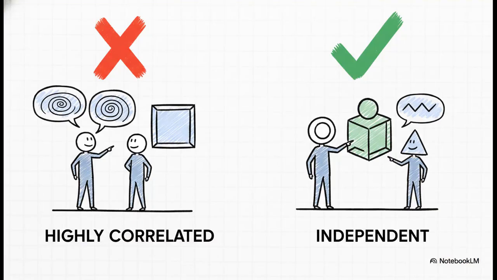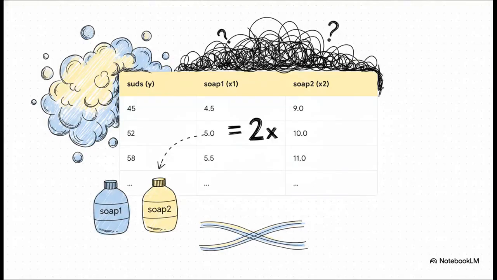Remember that no multicollinearity rule from our checklist? Let's really break that down. It's like having two friends in a meeting who always say the exact same thing. They aren't adding any new information, they're just creating confusion and noise. And in the world of regression, we need our predictors to be independent voices, each one telling a unique part of the story. Okay, check out this sudsy situation in the data here.